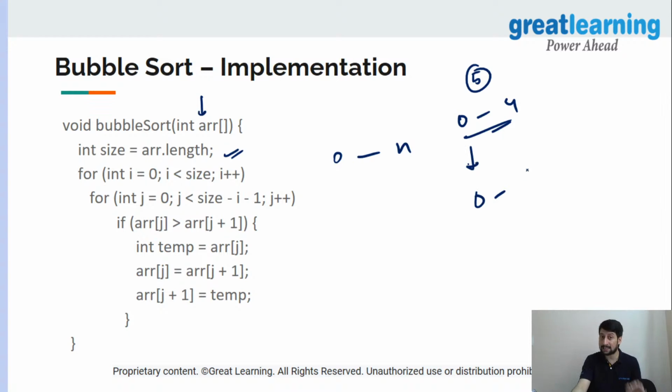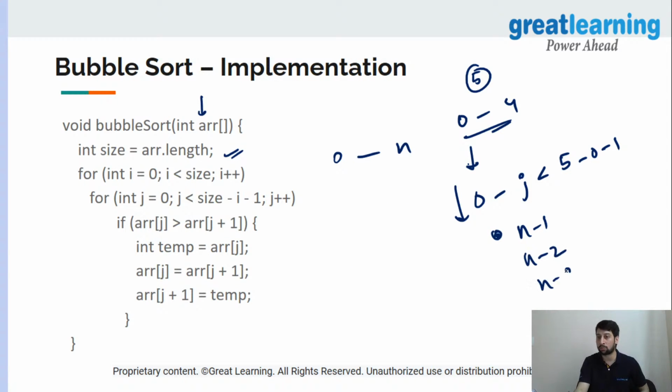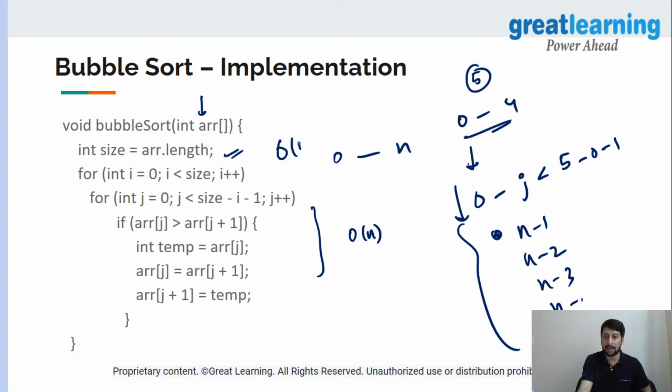Okay, so now this time around you will be iterating from 0 to less than, so j should be less than size, that is 5 will be the size of the array, minus i, this time around, first time around i will be 0, and minus 1. So the inner loop will work n minus 1 times. Now this will happen in such a way that the inner loop will work first time around for n minus 1, next time n minus 2, next n minus 3. So overall the inner loop will work how many times? n times. The outer loop will work n times.